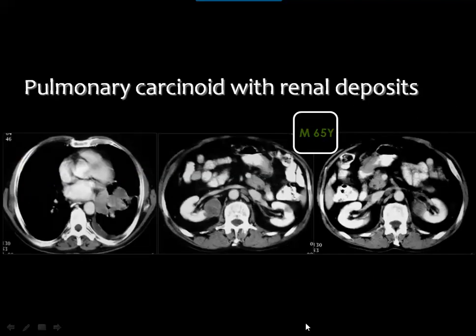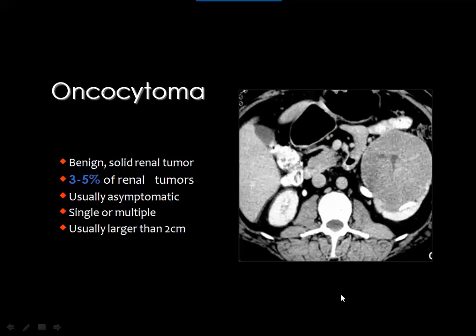Then this is a pulmonary carcinoid tumor with some pleural effusion, and he got a metastatic deposit in the left kidney and also another one in the right kidney. Solid renal masses are commonly malignant, but some solid renal masses are benign, and this is one of them, which is the oncocytoma.